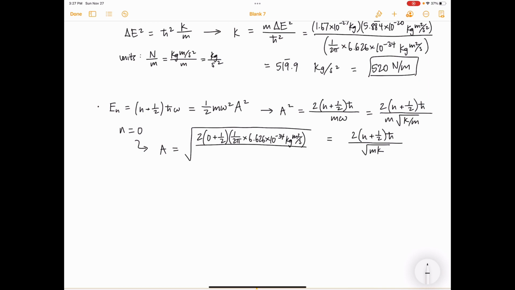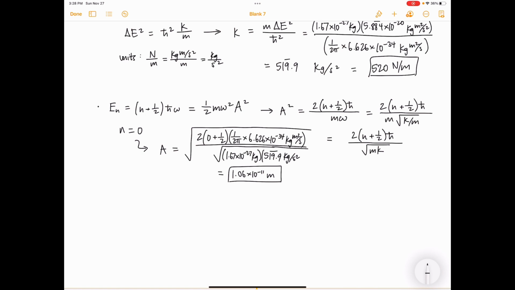Okay, and then we divide that by the square root of m times k, where m is 1.67 times 10 to the minus 27 kilograms. And k is 519.9 kilograms per second squared. All right, so that's the calculation we have to do. And the amplitude that you get is 1.06 times 10 to the minus 11 meters. So that's for the ground state. That's the amplitude of the vibrations of this molecule when it's in its lowest energy state.